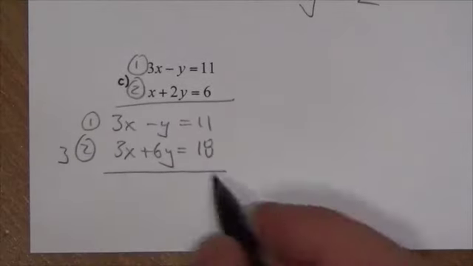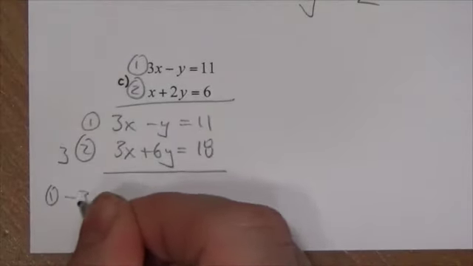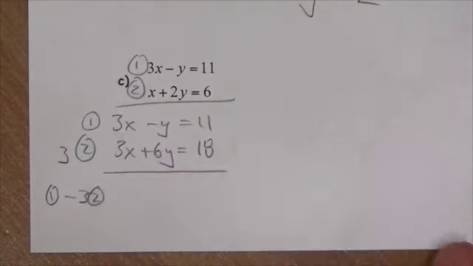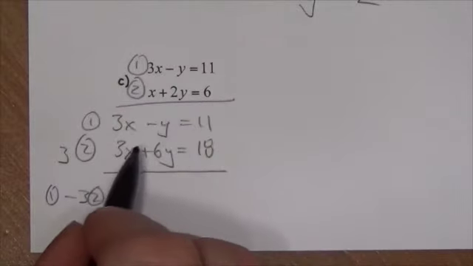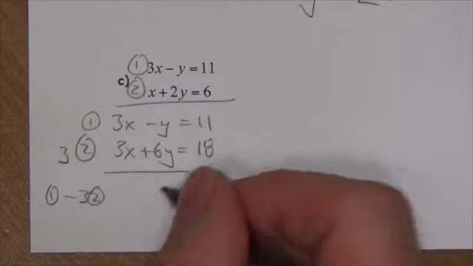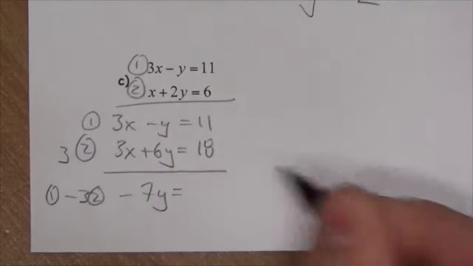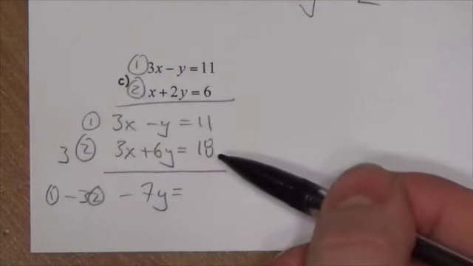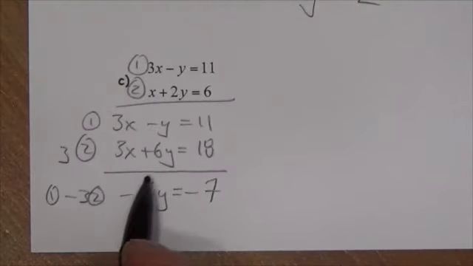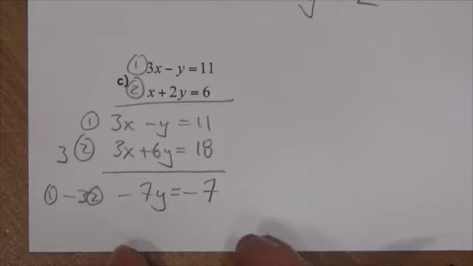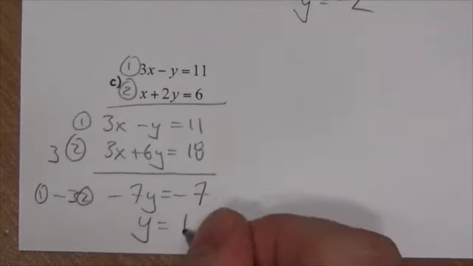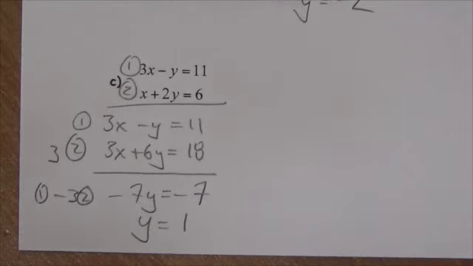And so now what I'm going to do is write equation 1 minus 3 times equation 2. So 3x minus 3x, 0, goes away. Now be careful with this. Negative y minus 6y is going to be negative 7y. 11 minus 18, negative 7. And again, the answer didn't fall completely in my lap, but really close there. So divide both sides by negative 7, and we get that y is equal to 1.